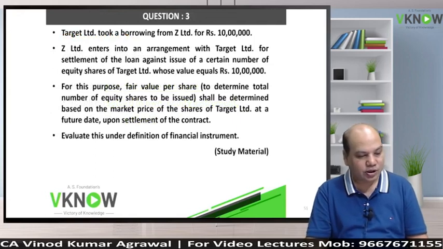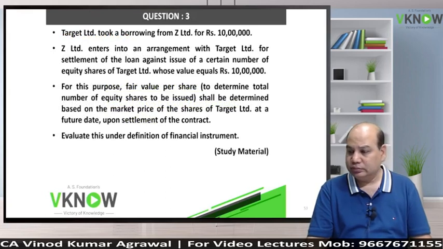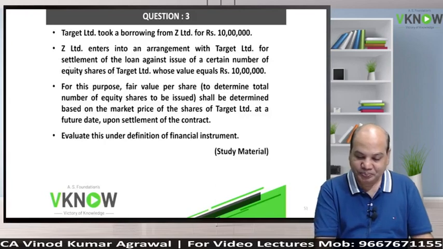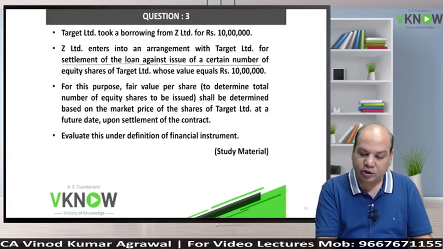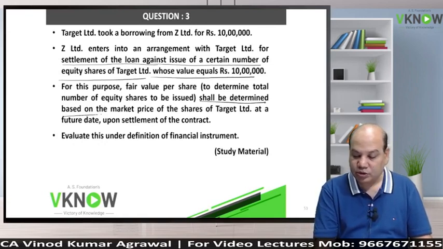And let us look at one question in the study material. Question number 3 on this point. Target Limited took a borrowing from Z Limited for rupees 10 lakh. Z Limited enters into an arrangement with Target Limited for settlement of the loan against issue of a certain number of equity shares of Target Limited, which values equal to 10 lakh. Same example has come in the book also. For this purpose, fair value of the share shall be determined based on the market price at a future date upon settlement of the contract.